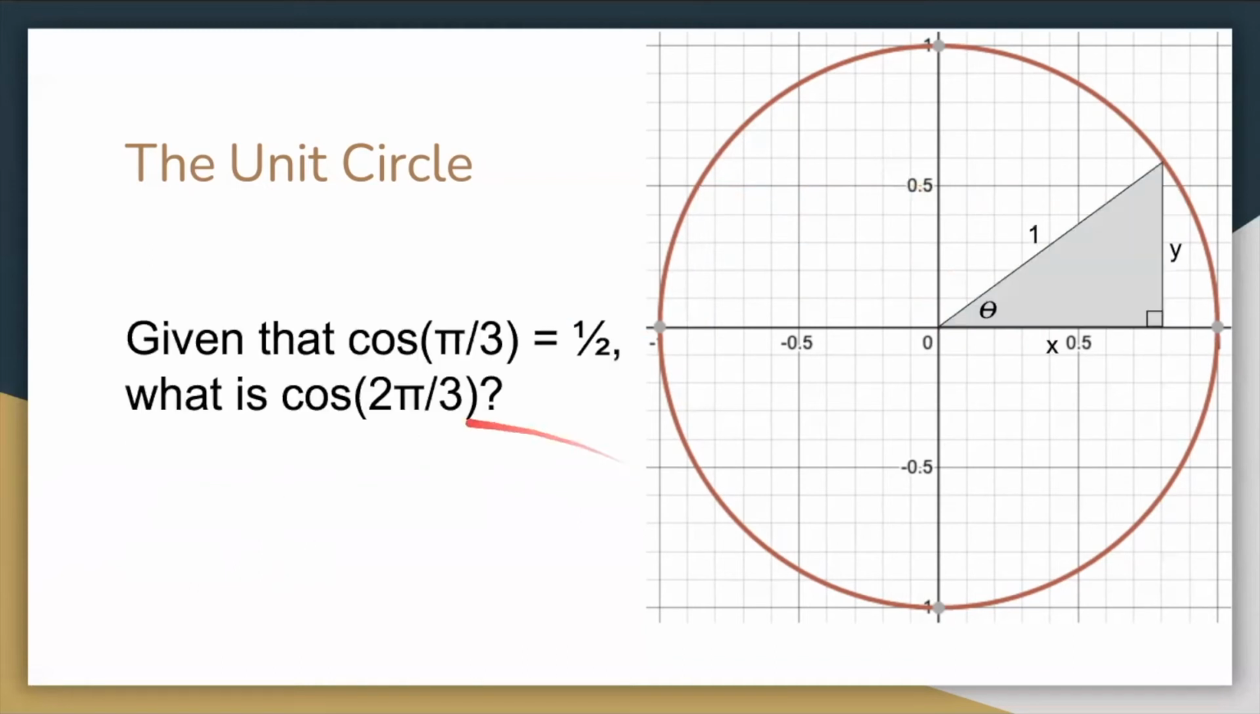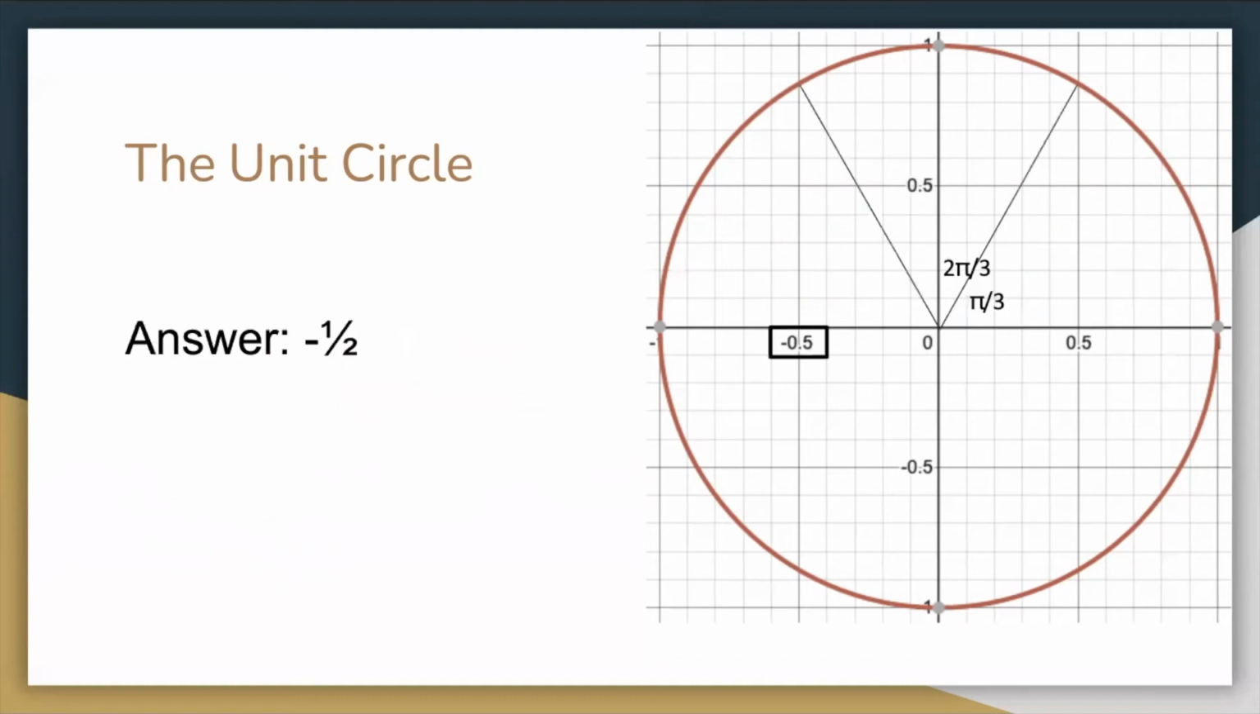All right, and now, given that cosine of pi over 3 equals 1/2, what is cosine of 2 pi over 3? The answer is negative 1/2 because this is the angle pi over 3, this is the angle 2 pi over 3, and cosine is just the x values. So you can see that this value is positive and then this value is negative. So that's why cosine of 2 pi over 3 is negative.